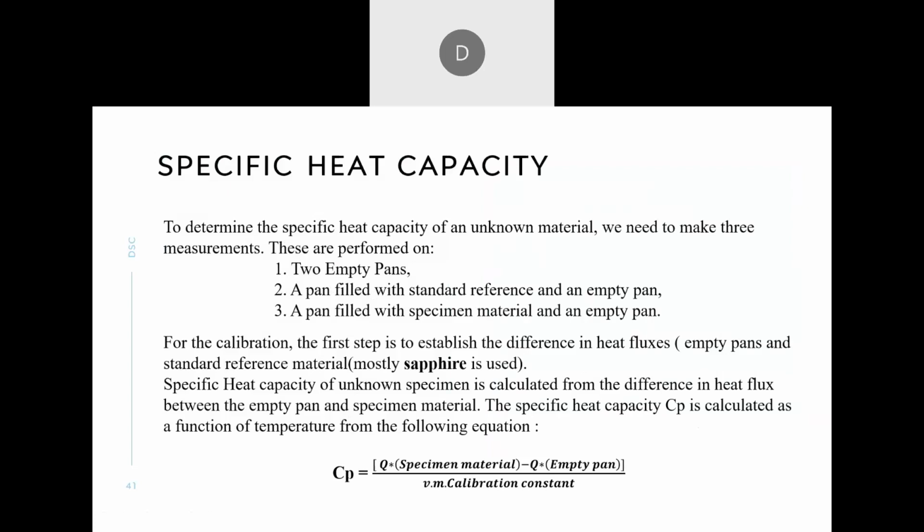So till now we had seen how crystallinity is calculated. Now let's see how specific heat capacity can be calculated using a DSC experiment. For that we need two empty pans, a pan filled with a standard reference, and the standard reference that we most times choose is sapphire, and a pan filled with the specimen material. To do the calibration first, we have to take an empty pan and a pan with the reference material. The reason why we are taking sapphire is because we have the data of the Cp values of sapphire at different values of temperature.